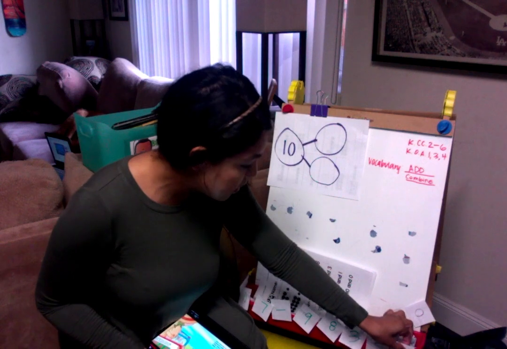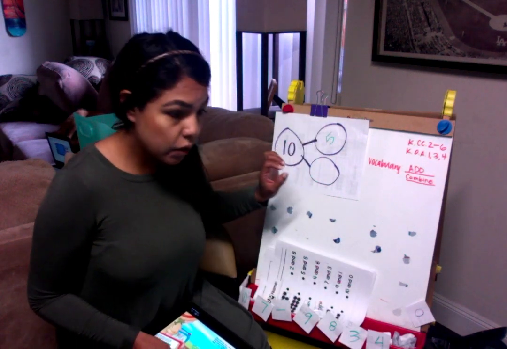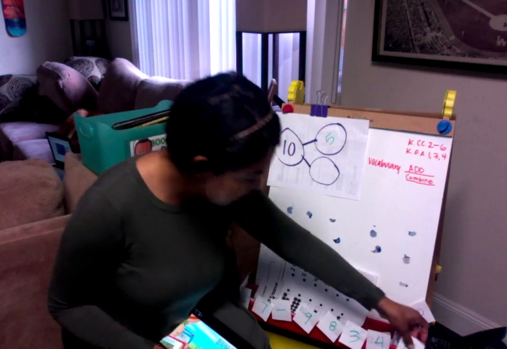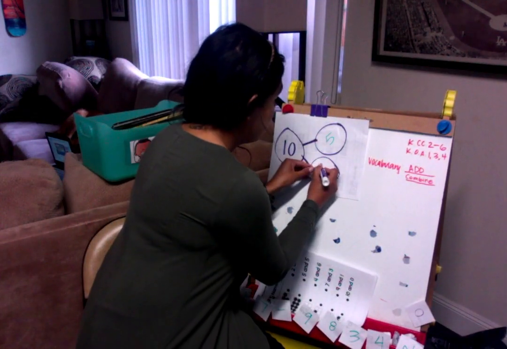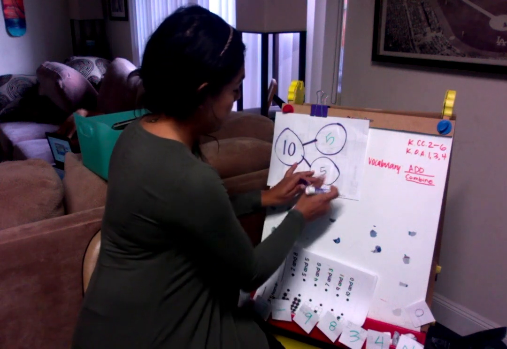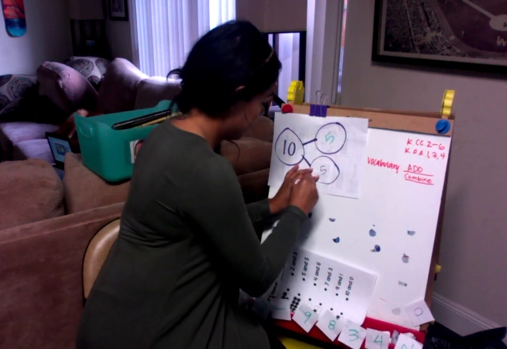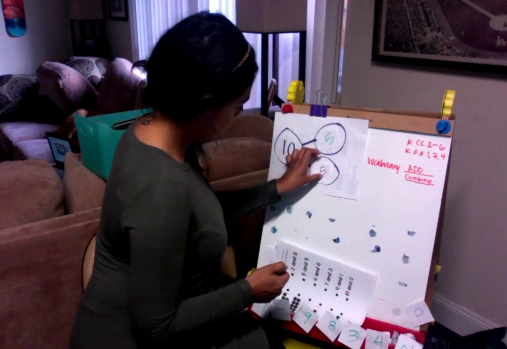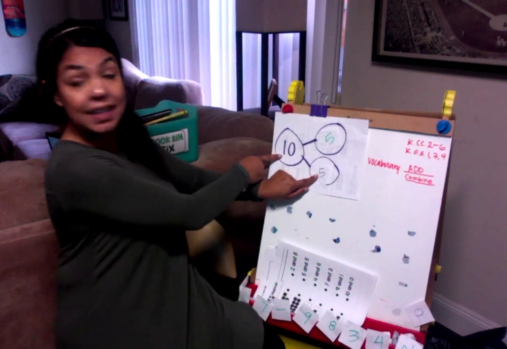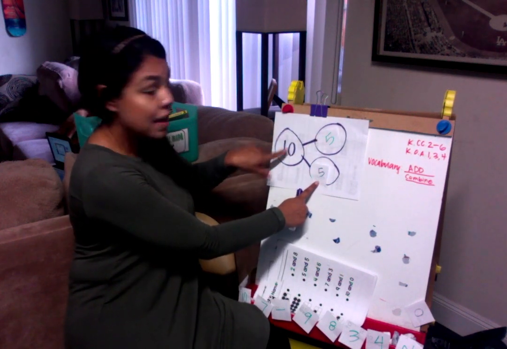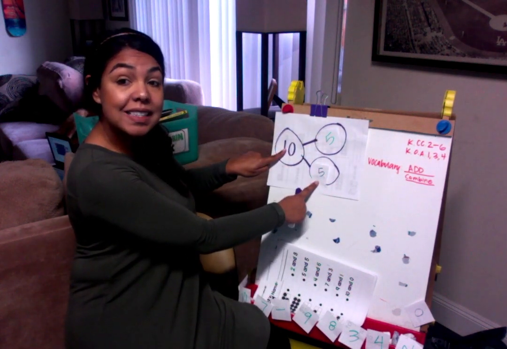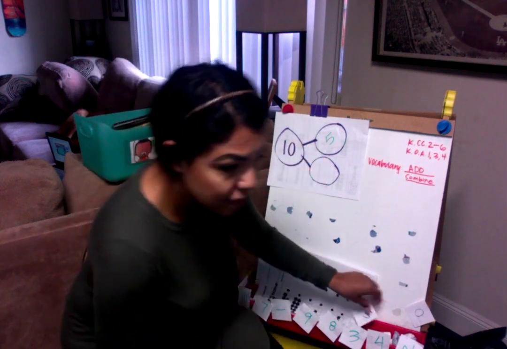5. Good. So everyone grab a 5 and grab one of your other cards that have a 5. Good. So 5 and 5 make, oh, let me grab another 5. 5 and 5 make 10. Good. Everyone together. 5 and 5 make 10. 5 plus 5 equals 10. Good job. Very good. Okay.